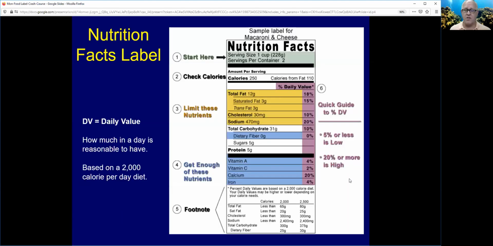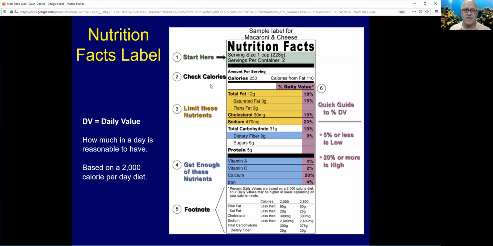So this is a food label, and you've seen these before on the sides of packages. And this is a particular sample label for macaroni and cheese. And I'm going to walk you through each step of it. And we're going to start at the top where it says start here. And it says serving size. Now a serving size on this package is 1 cup, but there are 2 servings in this package, which means that all of the information below this line is based upon 1 serving, not the entire package.